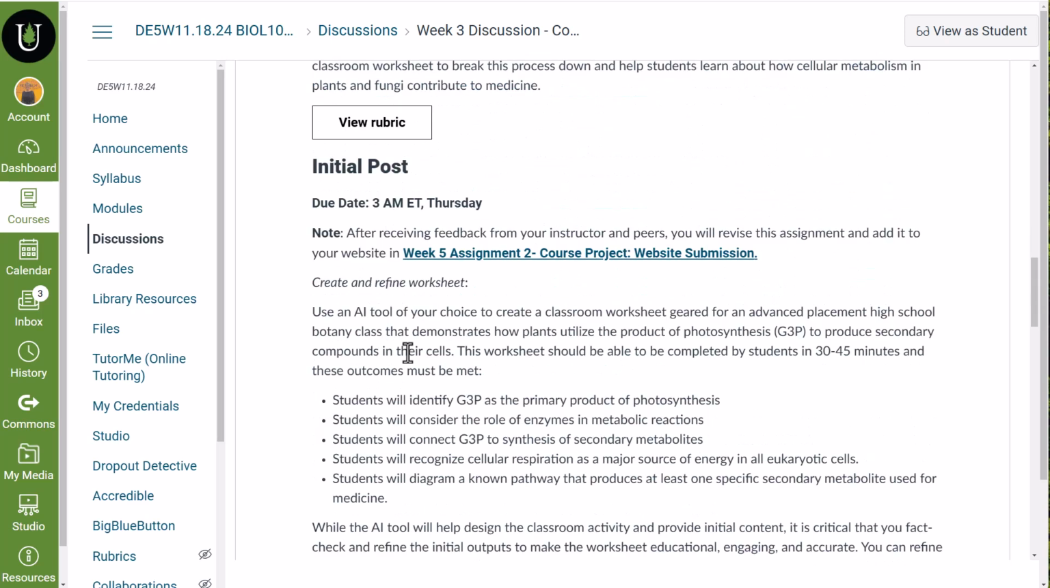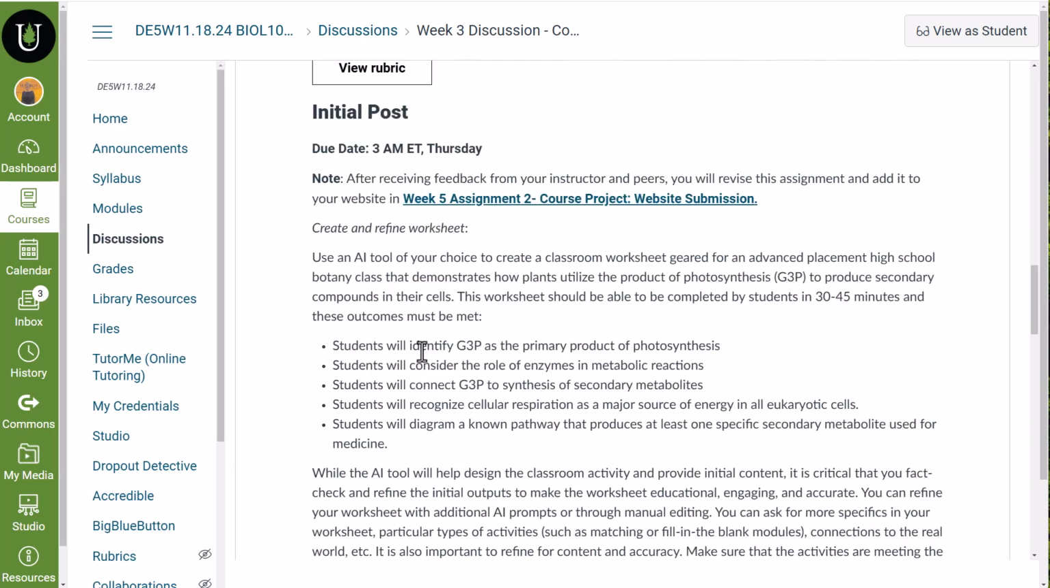In your initial post, you're going to use an AI tool to create a classroom worksheet. Make sure that you're using the AI tool, but then you're also modifying it. You want to make sure that you are checking it, because AI is not always correct. These are the items that you must include in that worksheet. We want to make sure that the students learn about these things.